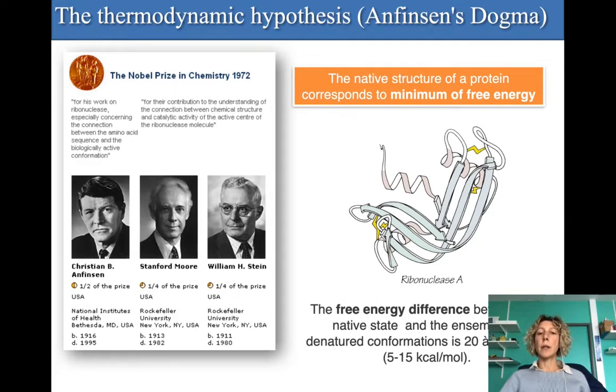So an interesting fact is that the free energy difference that we expect between the native state that we're looking for and the ensemble of denatured conformations is about 20 to 60 kilojoules per mole. So that's 15 kilocalories per mole. So that's very small. We're looking at a difference which is extremely small.